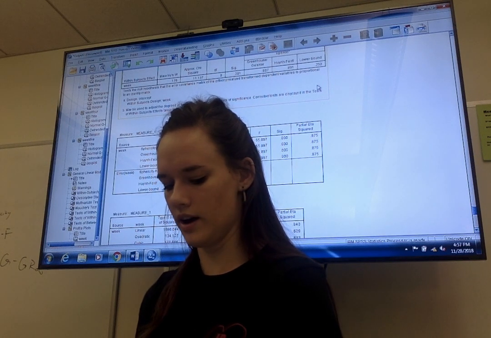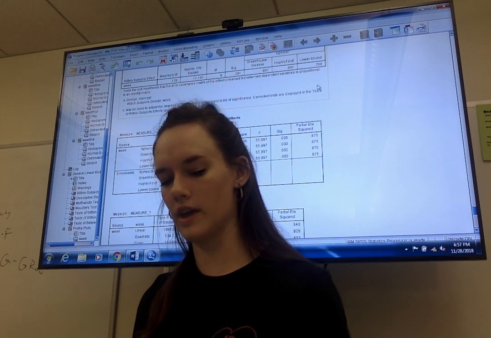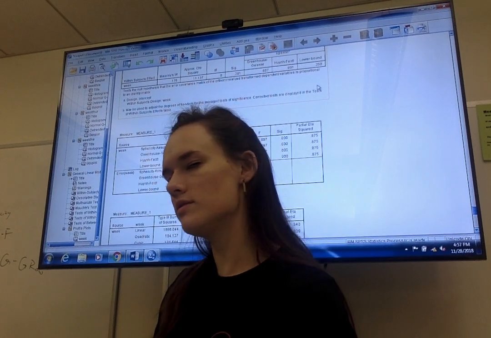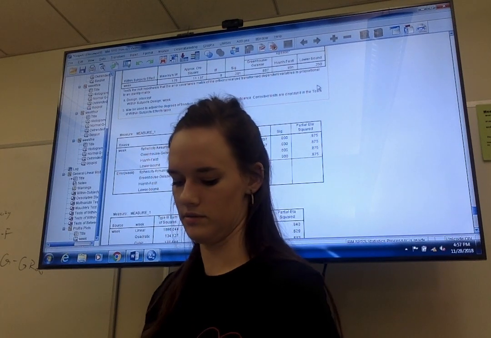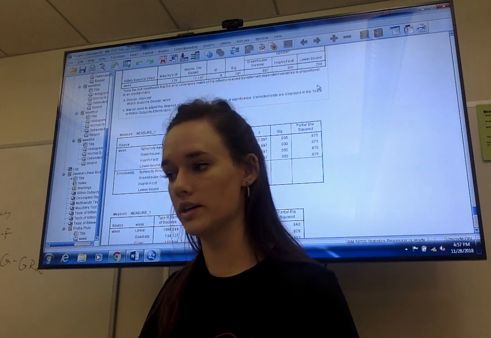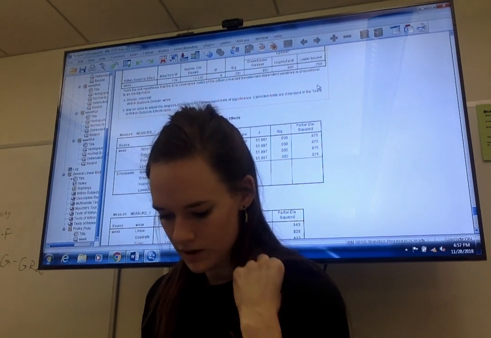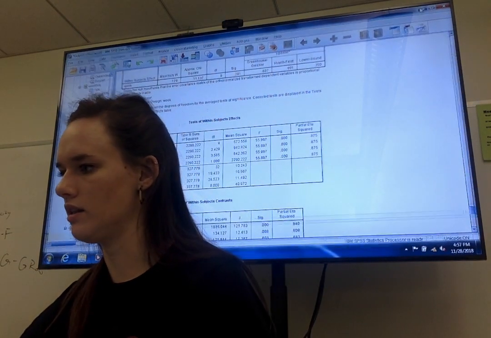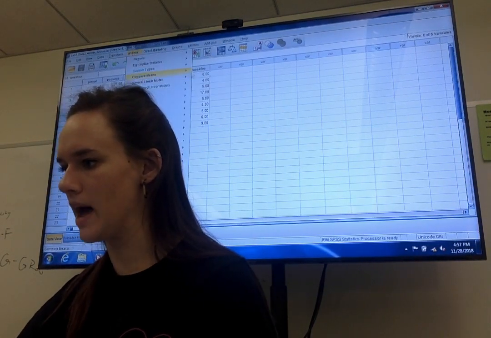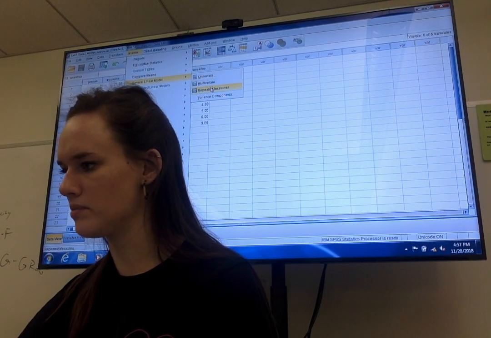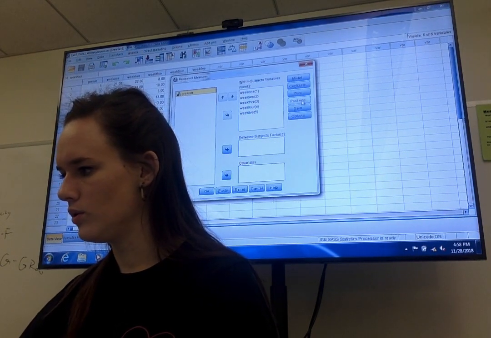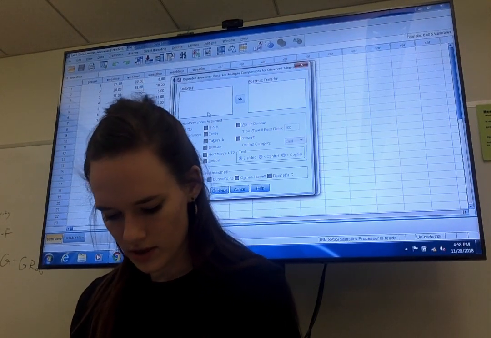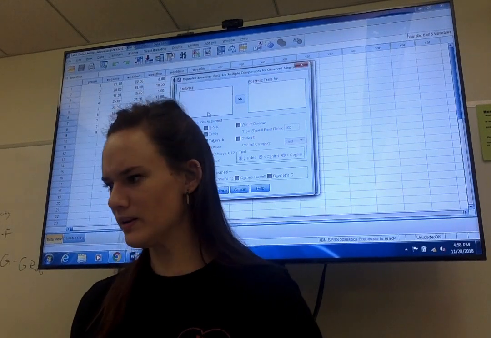Because we have more than 2 levels of the week, we're going to look at the post hoc test to see where the differences lie. So we're going to go back and run the post hoc test, the same path: general linear model, repeated measures. How do we get that to work? That's what I was worried about.